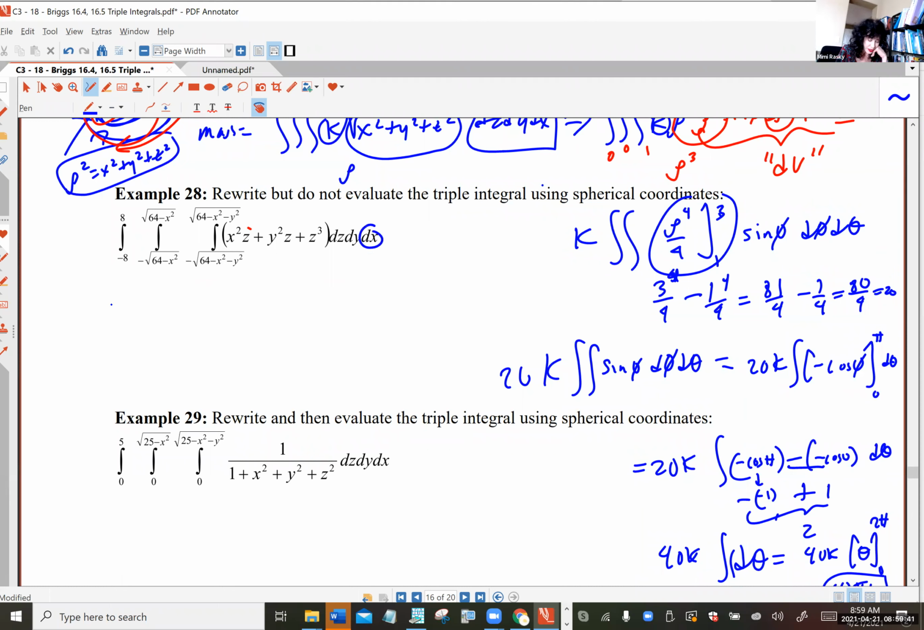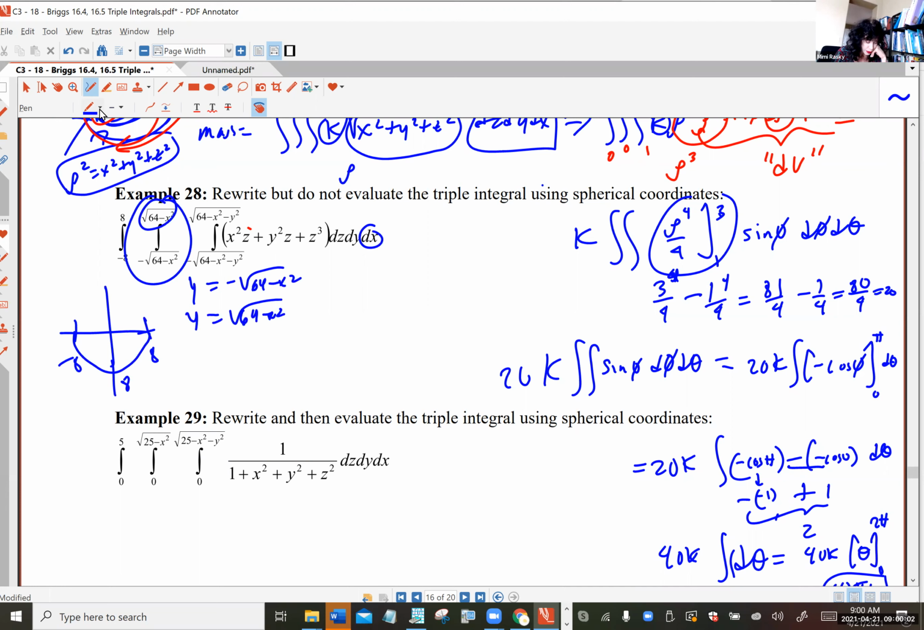If you look at what x is doing, x is going from -8 to +8. Y is going from negative square root of 64 minus x squared, which is the bottom half of a circle centered at the origin of radius 8. And then the upper limit, y equals positive square root of 64 minus x squared, that's the upper semicircle of a circle centered at the origin of radius 8. Okay, so far so good.